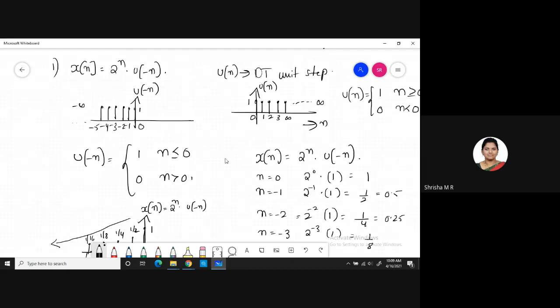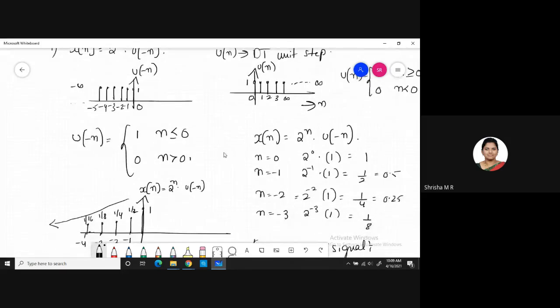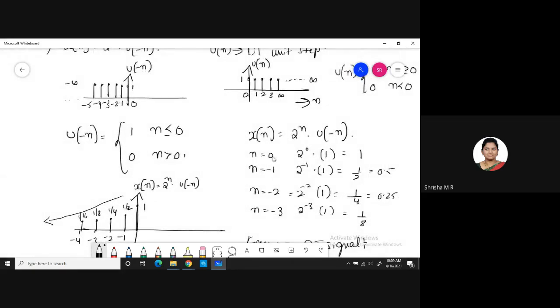So if we give values for that n, if n is equal to 0, you have 2 power 0 into 1. Amplitude of u of n is 1, from 0 to infinity. So I have written 1 here. So 2 power 0 is 1. At n is equal to 1, 2 power minus 1 into 1 is half. Whereas at n is equal to 2, 2 power minus 2 into 1 is 0.25. At n is equal to 2, it's 1 by 4 or 0.25.